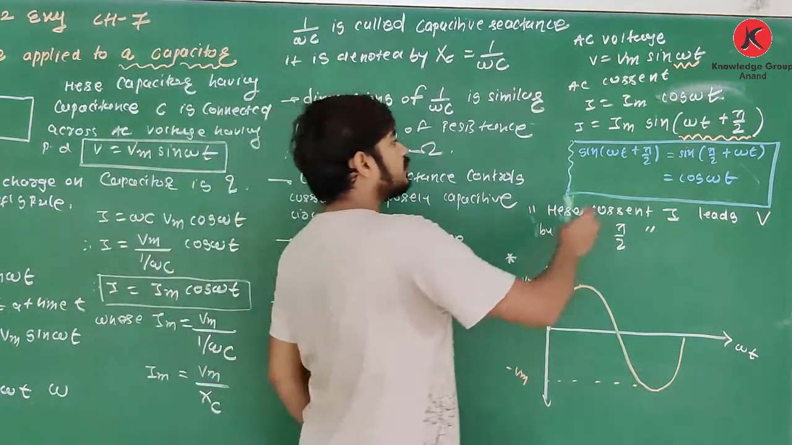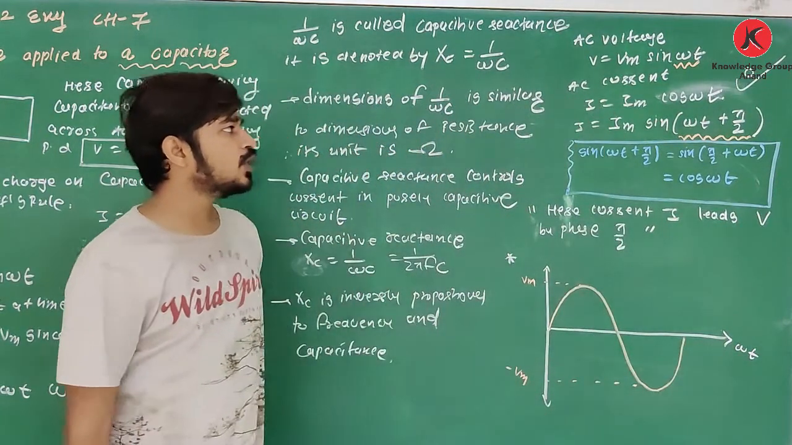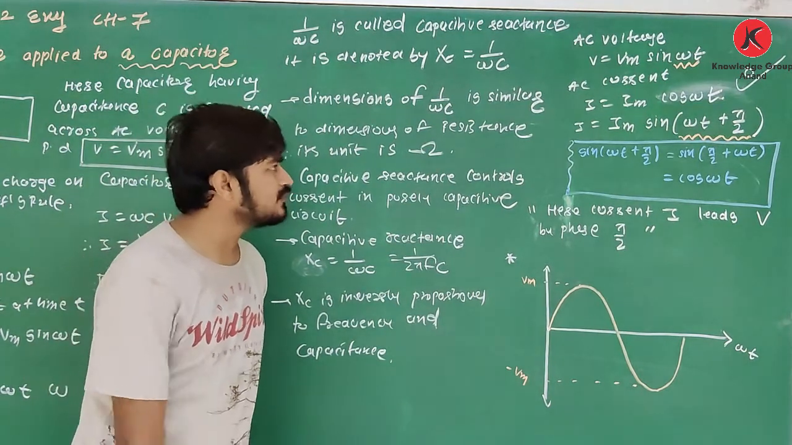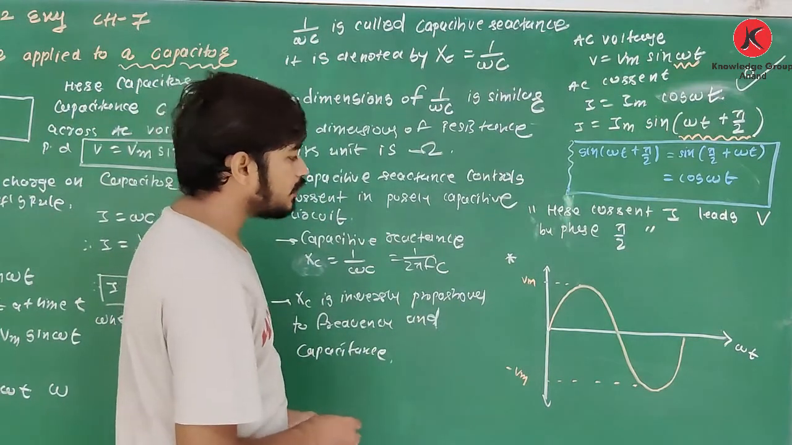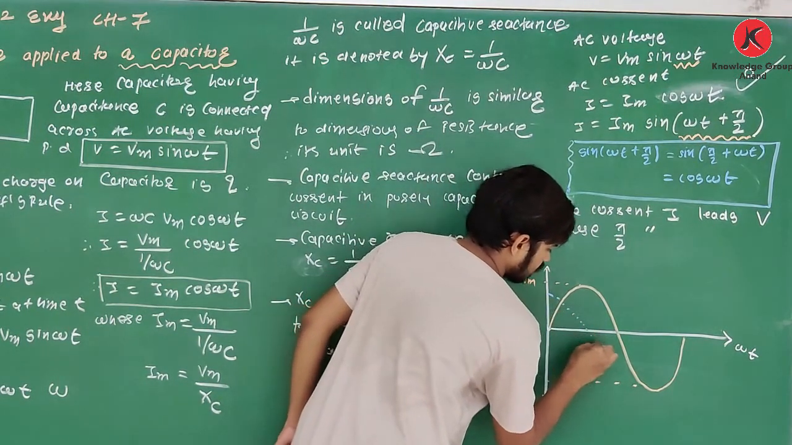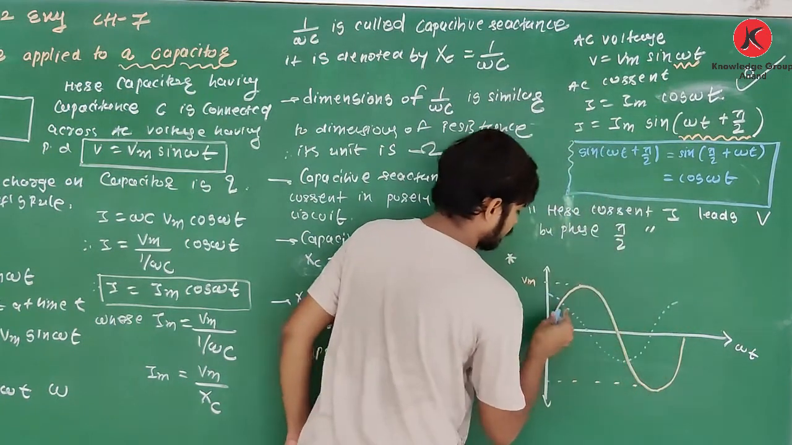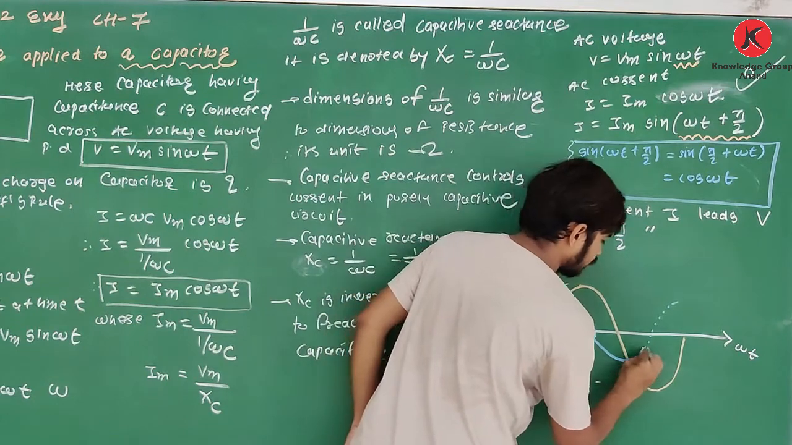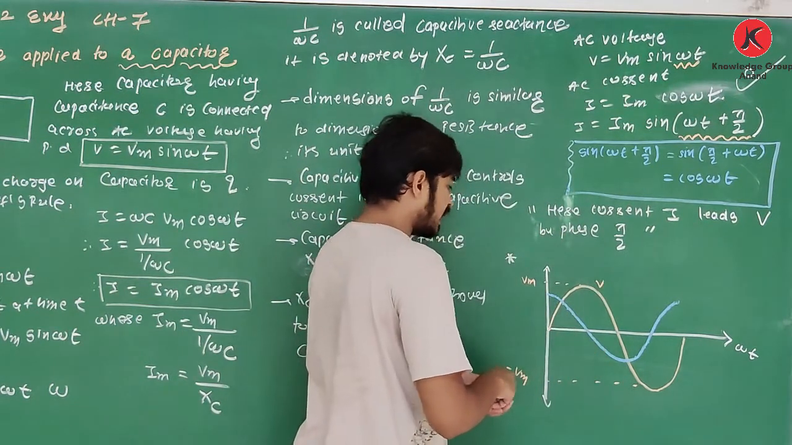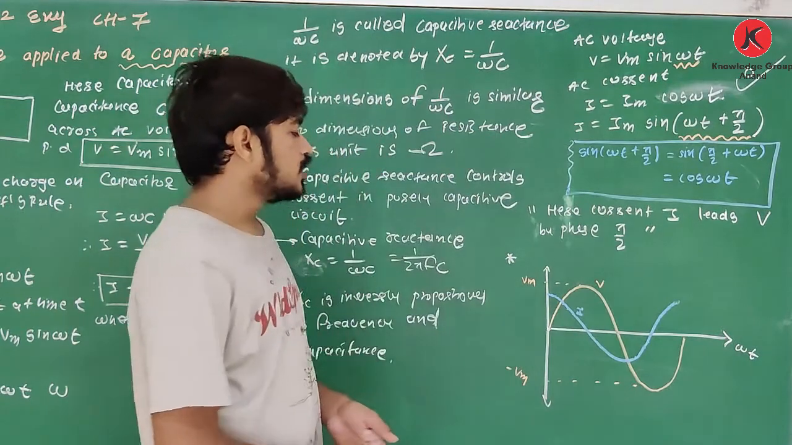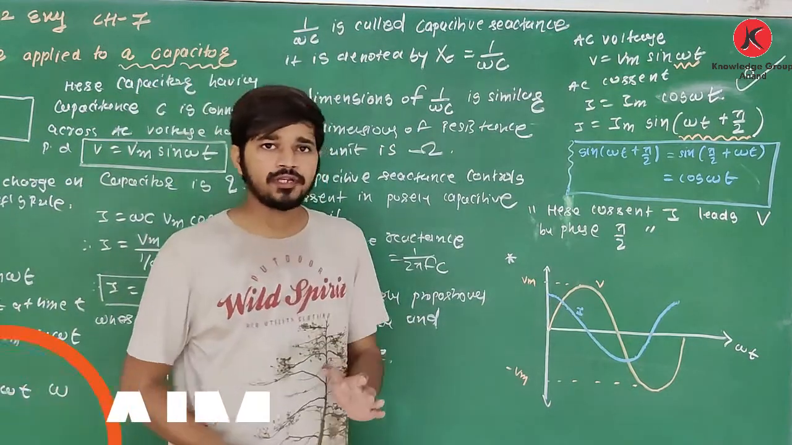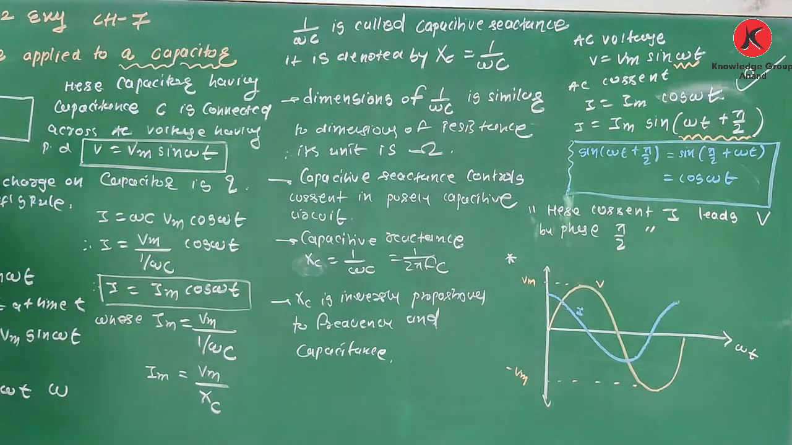To draw the graph of I, we consider the equation I is equal to Im cos omega t. And see how to draw its graph. As it is plus cos, I can draw its graph like this. So this is the graph of I. This orange one is for V, and this blue one is for I. Clear about this? So this is the graph of V and I versus omega t.